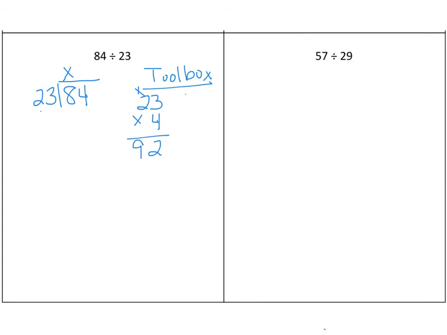So let's try 23 times 3. 3 times 3 is 9. 3 times 2 is 6. So 69. So 92 is too much, so it's got to be 3. So I'm going to put 84 divided by 23 must be 3. 3 times 23, I already did the work. It's right here. So 69.